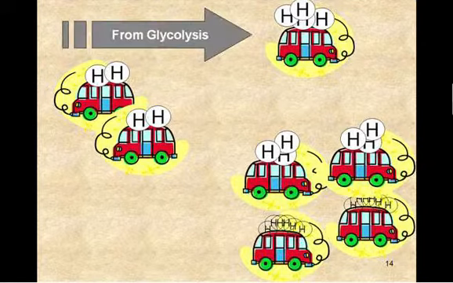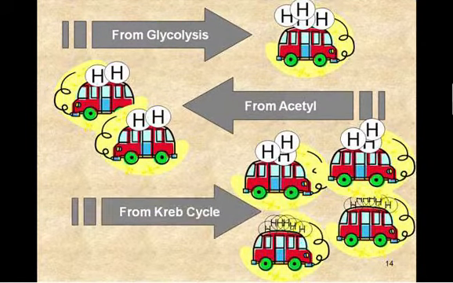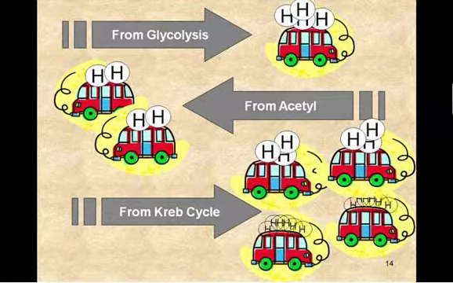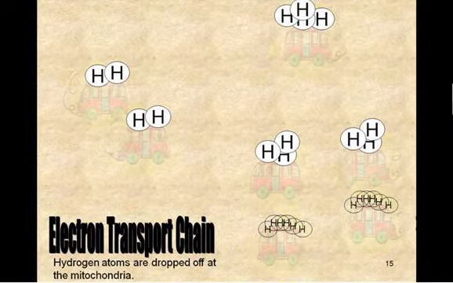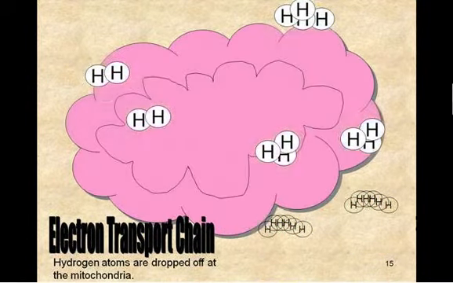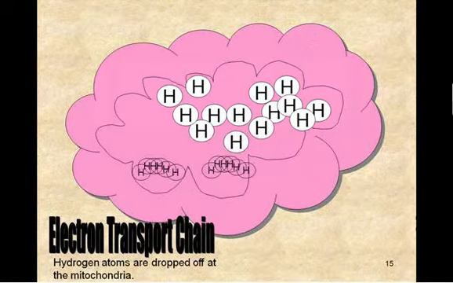Now we bring back all these hydrogens, some of them from glycolysis, some of them from when we made the acetyl molecule, quite a few of them from the Krebs cycle. All of these hydrogens are dropped off at the mitochondria of the cell. So they all go into the interior of the mitochondria. Now we know by looking at diffusion that when we have something that's very highly concentrated, it will go from a high concentration to a low concentration. That doesn't take any energy, that's diffusion. That's what wants to happen.